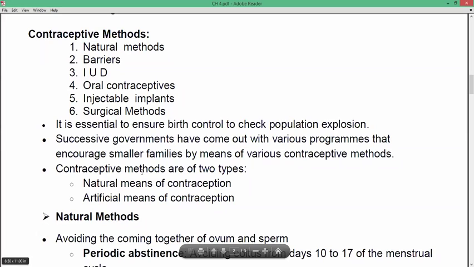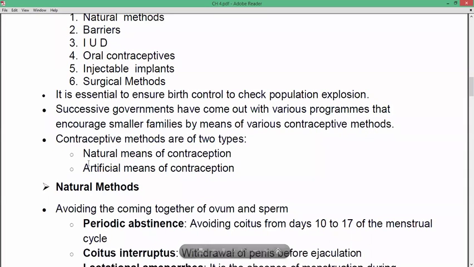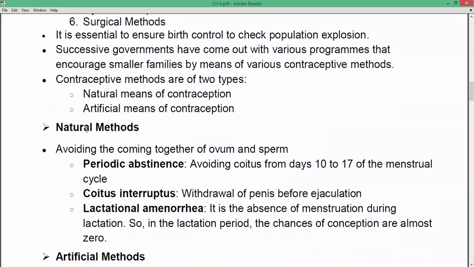Now the contraceptive methods are of 2 basic types, the natural as well as the artificial. First we are going to see about the natural methods, right? So in the natural methods, it is simply avoiding the coming together of the ovum and sperm. So you are not allowing the ovum and sperm to fertilize or come in contact with each other. So there are 3 different types of natural methods.